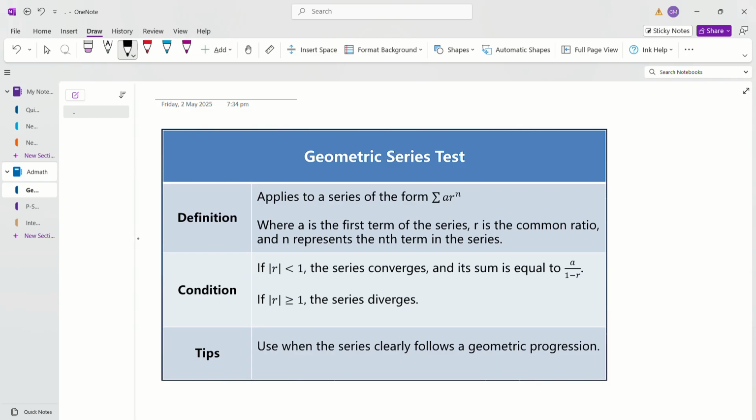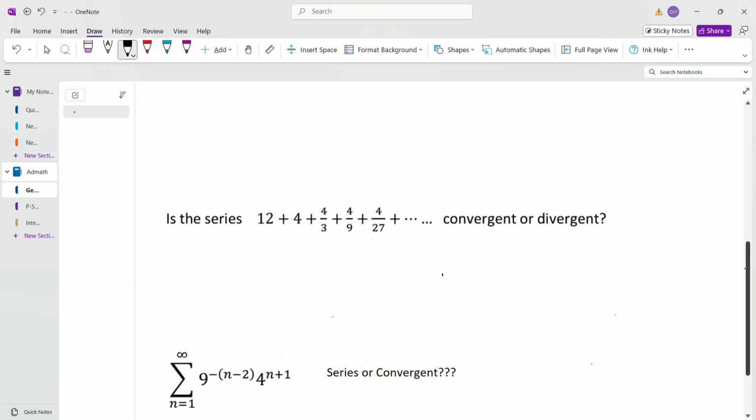Again, if you are given a series and, as you can see, it is geometrically patterned and has a common ratio, then you can use this geometric series test. So let's have an example. In our first example, we have the following series.